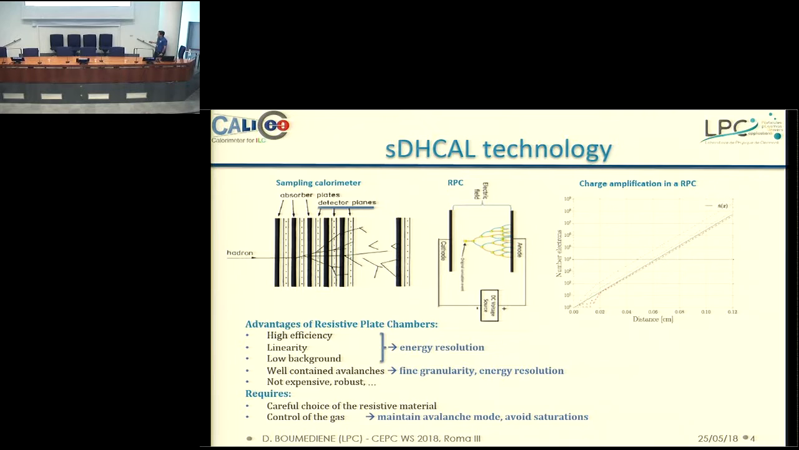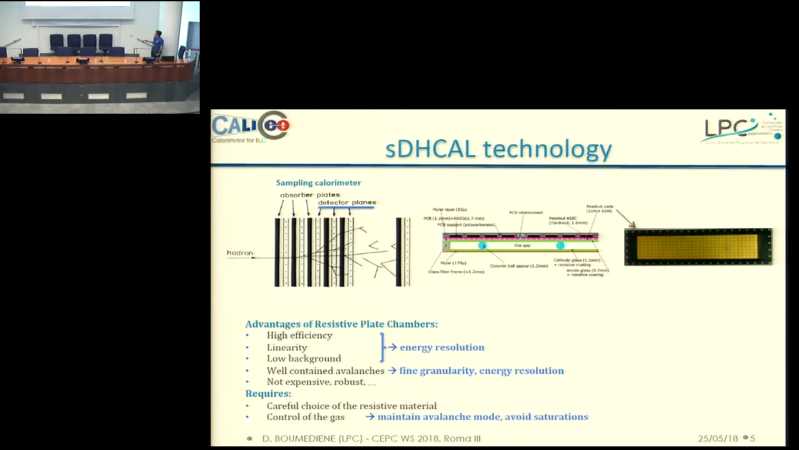However, it requires a careful choice of the resistive material that you use and its operation, like the choice of the gas and the high voltage, in order to avoid saturations. So the HCAL solution is based on glass RPCs using 1 millimeter gaps. And the charges are collected with pads that are 1 centimeter square segmented.